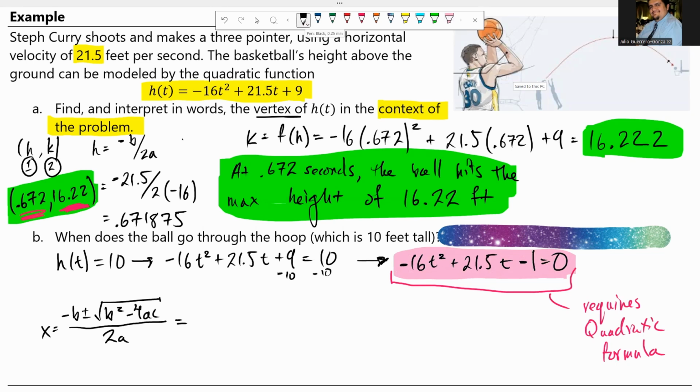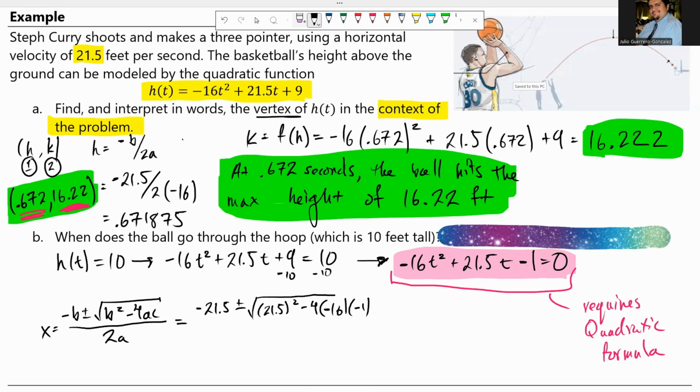So minus 21.5 plus or minus the square root of 21.5 squared minus 4a minus 16 times c minus 1.